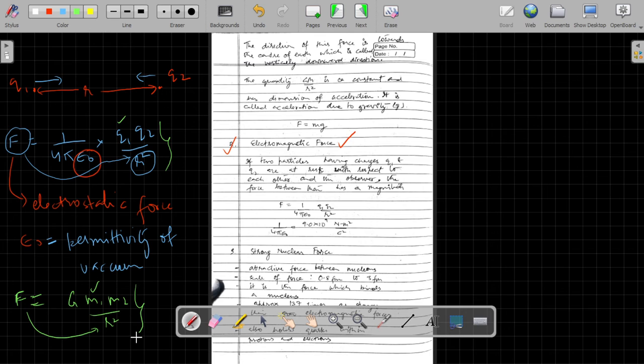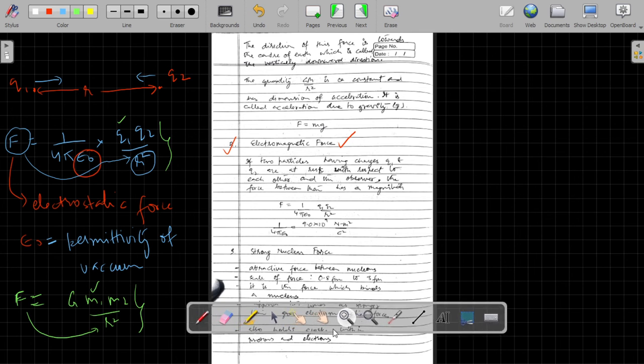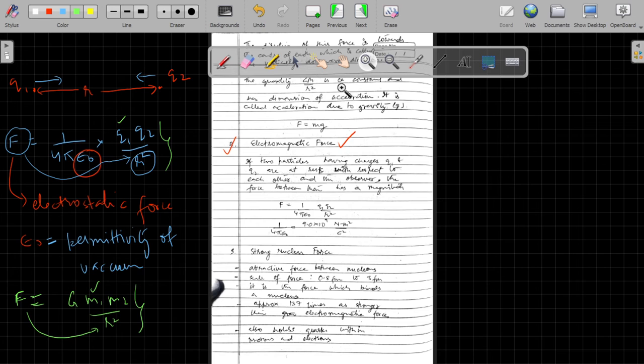Both are inverse square laws, but yet these two laws cannot be reconciled. That is, they cannot be unified as of now, and one of the reasons behind that is that the force between two masses m1 m2, or the gravitational force in general, is an attractive force, while the electromagnetic force is a repulsive as well as attractive force. So let us move on to the next part.